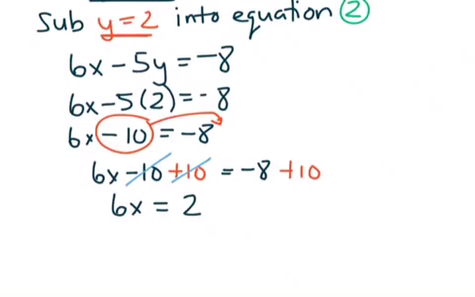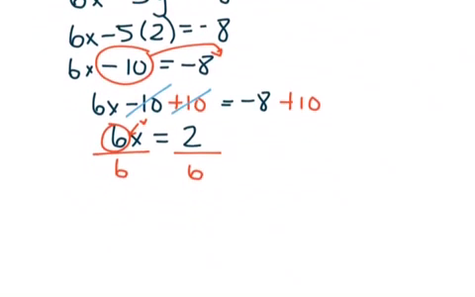And we're almost done. Now we've got to get rid of this 6, and it's multiplying against the x, so we know we're going to do the opposite operation, which is divide by 6. Divide by 6 on the left, divide by 6 on the right. And magic happens. Our 6s will cross out, and on the left we're left with x, and on the right we're left with 2 over 6.